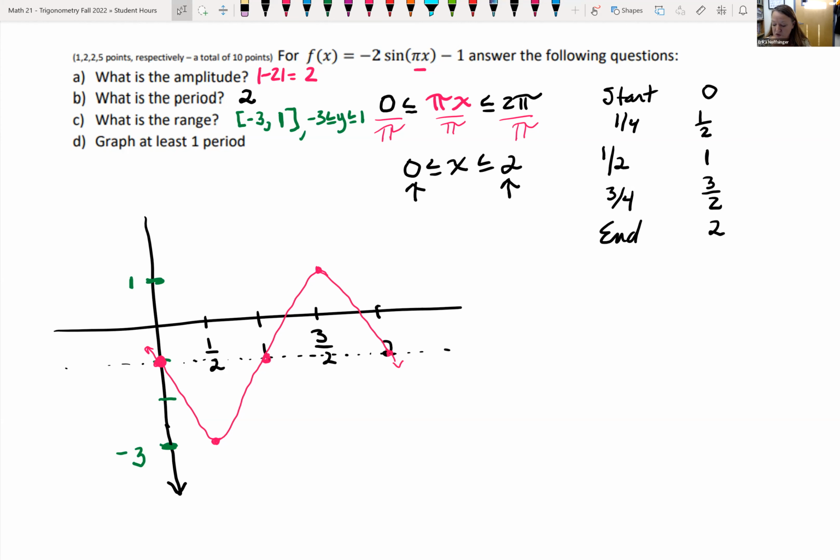So you should be able to look at a graph and also be able to find the equation of the graph by looking at it.